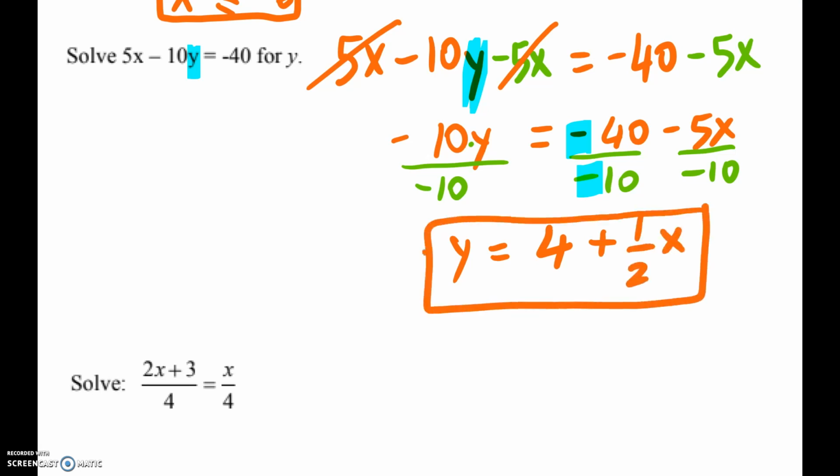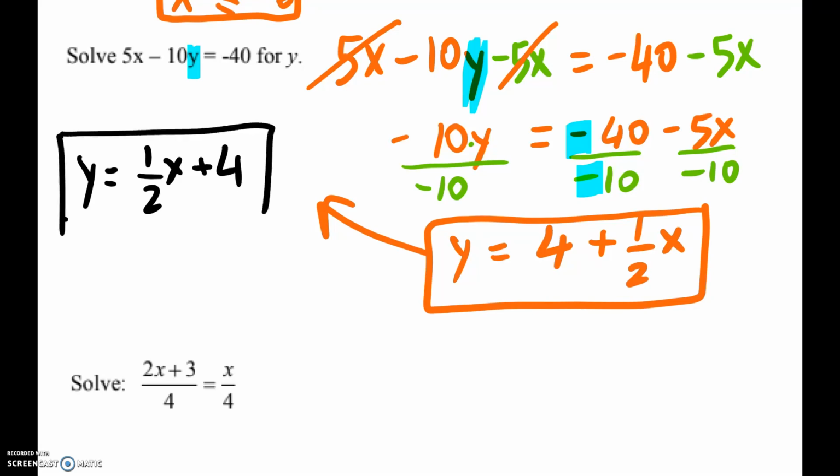Actually, if you want to write in mx plus b form, maybe this is a better way of writing it. Y equals 1/2 x plus 4. And if you prefer to write this, this is exactly the same as the other one.